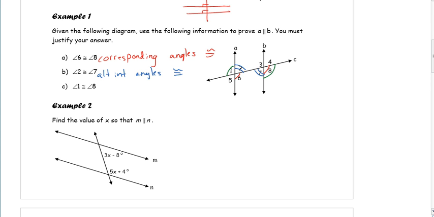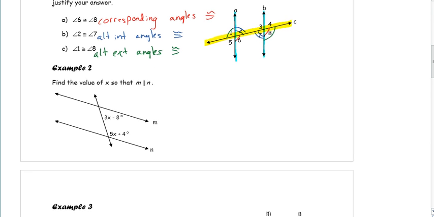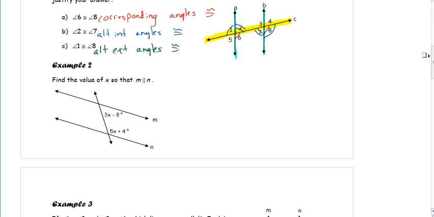Lastly, if we see that angle 1 is congruent to angle 8, again, these are things that you should know as soon as you see them now. If angle 1 is congruent to angle 8, that means that we have alternate exterior angles, and those are always congruent. Again, here's your transversal. So it's either same side of it or alternating over, and then it's either inside or outside those two blue lines in this case.